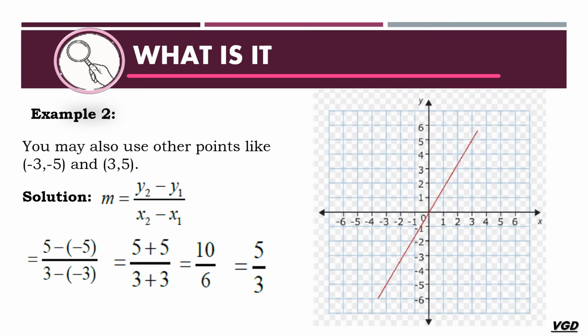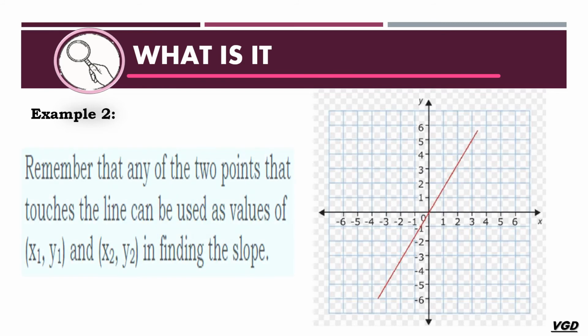And as you can see, even though we use another point, but still it's in the same line, we were still able to get the value of the slope, which is 5 over 3. Thus, we have to remember that any of the 2 points that touch the line can be used as values of x sub 1 and y sub 1 and x sub 2 and y sub 2 in finding the slope. Alright? So I hope it is clear.